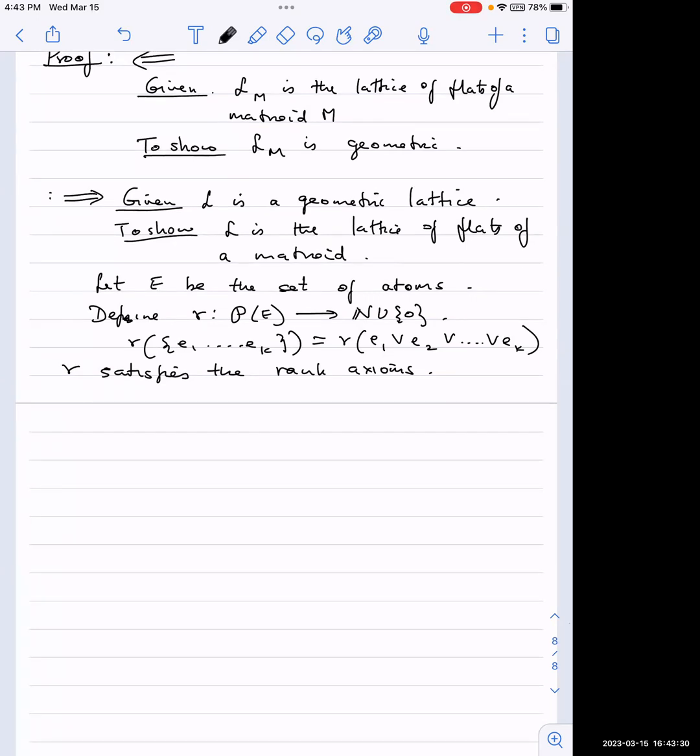Okay. So this is a lot of work. And then there's another theorem that needs a little bit of work too. So let M be a simple matroid, and that's the assumption that we made in all our examples. Then L of M uniquely determines M.